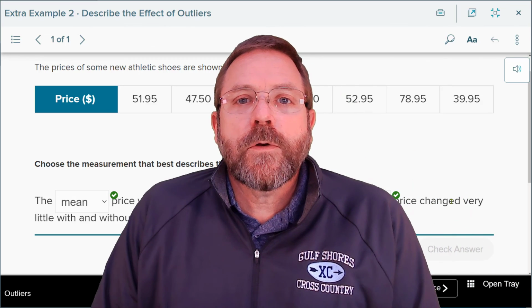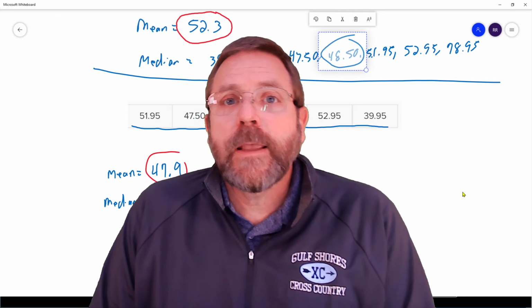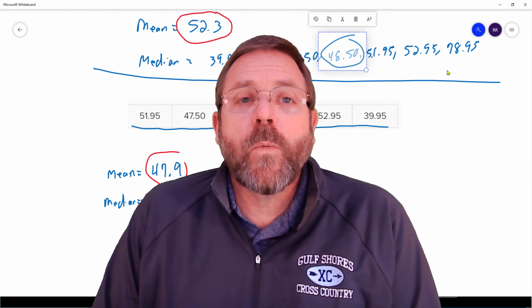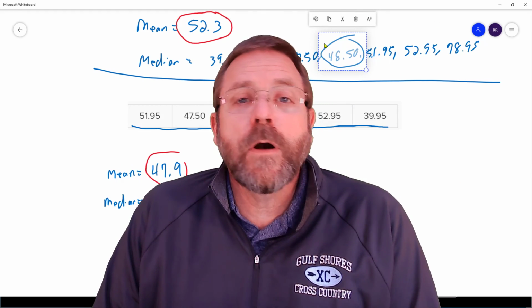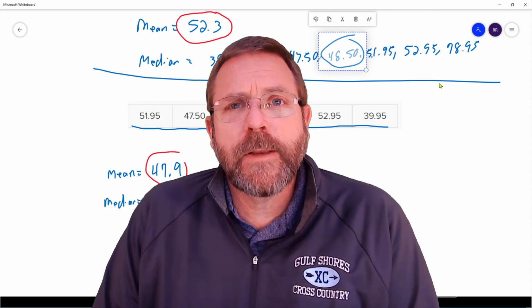Get busy working on your homework. Make sure you're giving me good quality supporting work. I gave you good quality supporting work. I will allow you to use a calculator on ugly numbers like this when you're trying to find the mean, because I'm not that mean of a teacher.